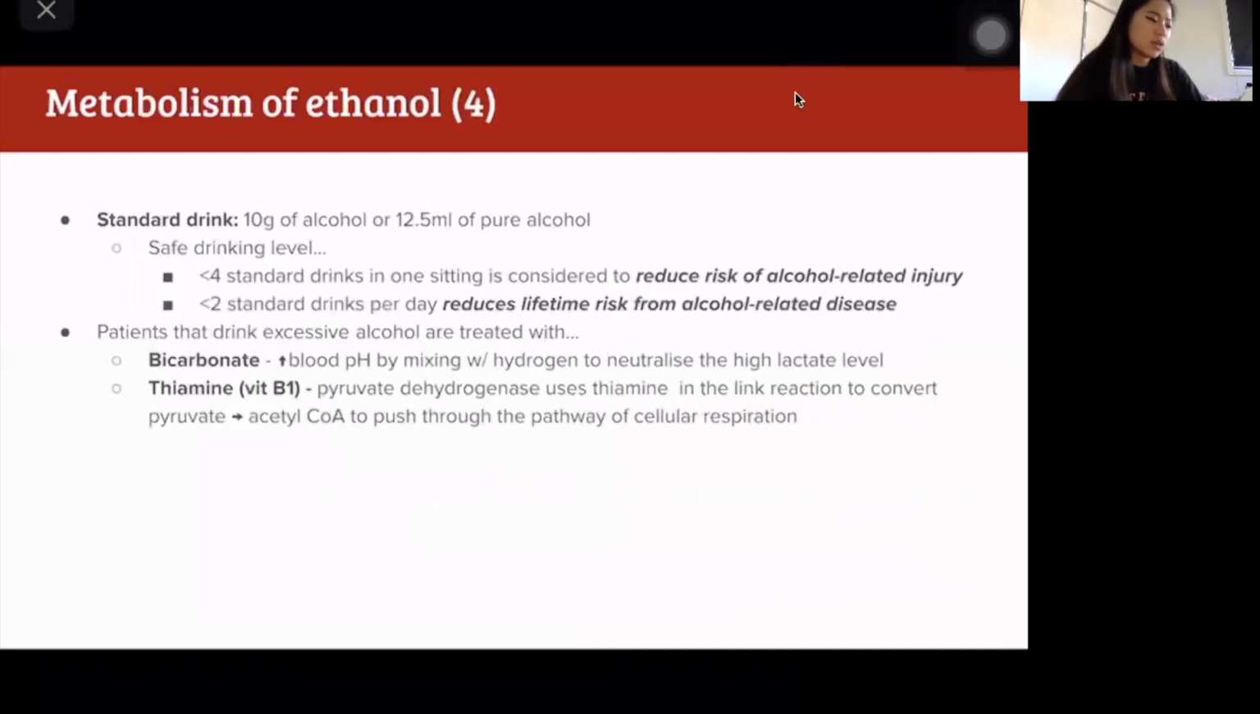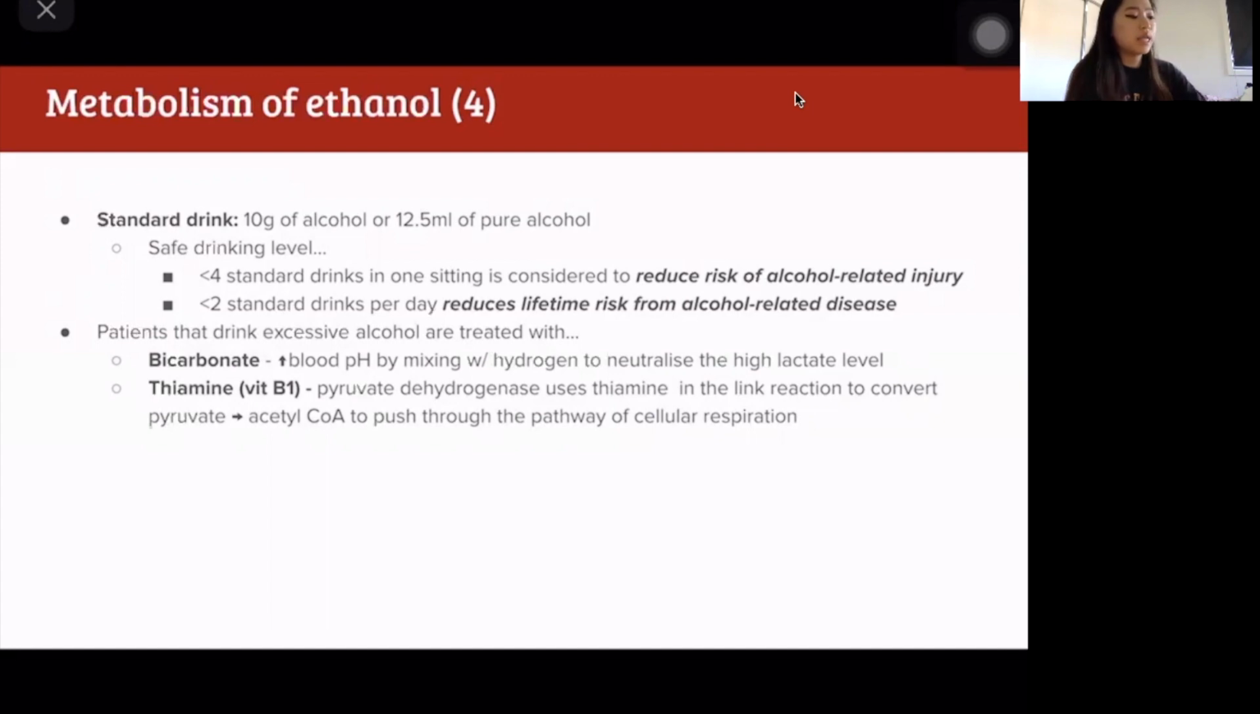And next there's some stuff about standard drink. So, as you probably know by now, 10 grams of alcohol or 12.5 milliliters of pure alcohol is a standard drink, and the safe and recommended drinking level is less than 4 standard drinks in one sitting. It's considered to reduce the risk of alcohol-related injury, and less than 2 standard drinks per day reduces the lifetime risk from alcohol-related disease.